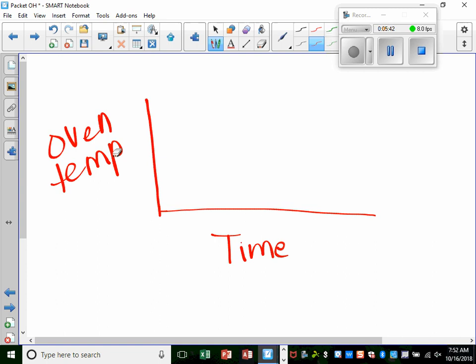So what would be the shape of a graph if I turn on the oven and I'm trying to reach, let's say, 400 degrees? What do you think is going to happen? It'd be going up like this. Correct. So the temperature will steadily rise, correct? And hopefully it will look something like that.